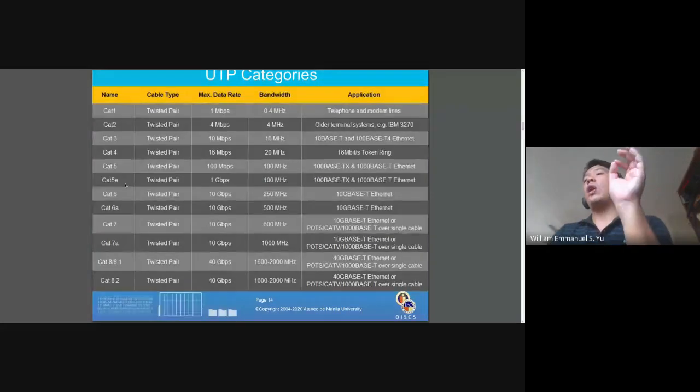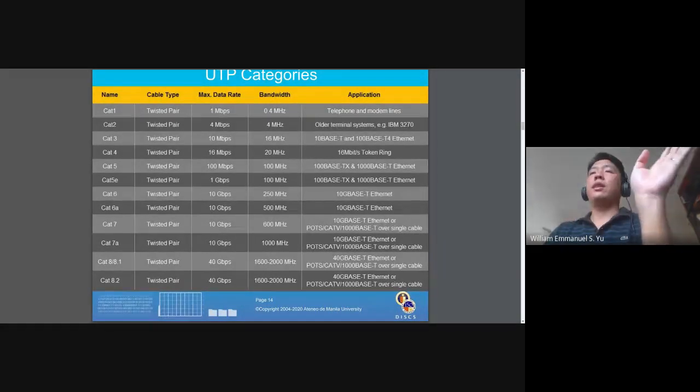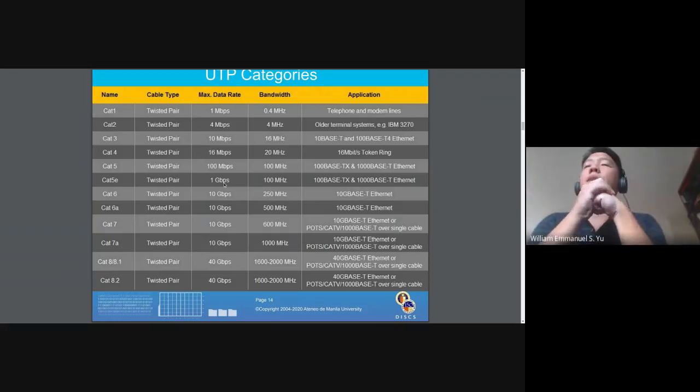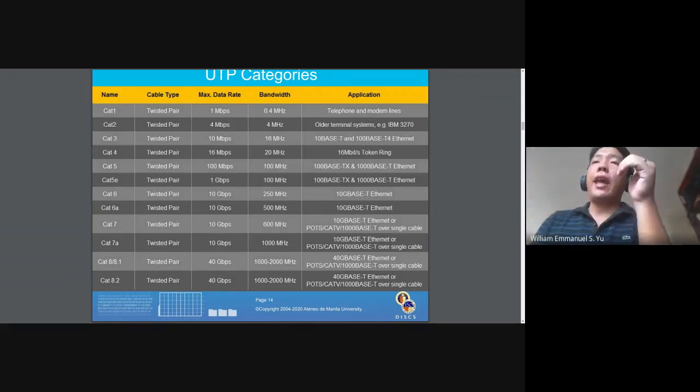As a matter of fact, if you ask, gusto ko pong bumili ng internet cable, they will give you a category 5E UTP cable by default. And you notice the max data rate that it can carry is 1 gigabit per second. So that is more than enough, right? Of course, the higher cable can carry everything a lower cable can carry. And that's the reason why you have 5E.